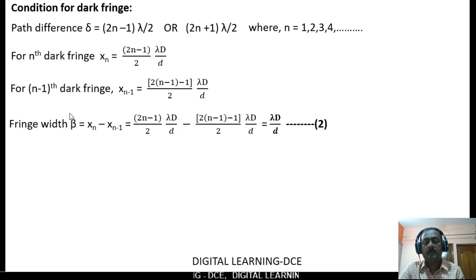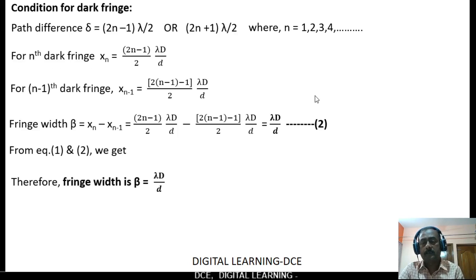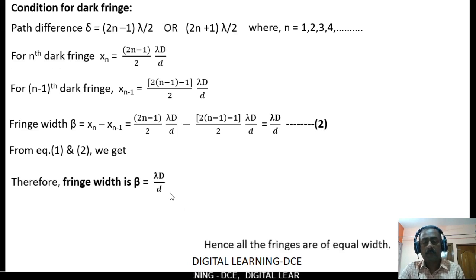Here fringe width means the difference of these two. Here xn minus x(n minus 1): substituting these two equations, on further simplification, we get lambda into capital D by d. Let it be equation 2. From equations 1 and 2, we get the fringe width beta equals lambda D by d.